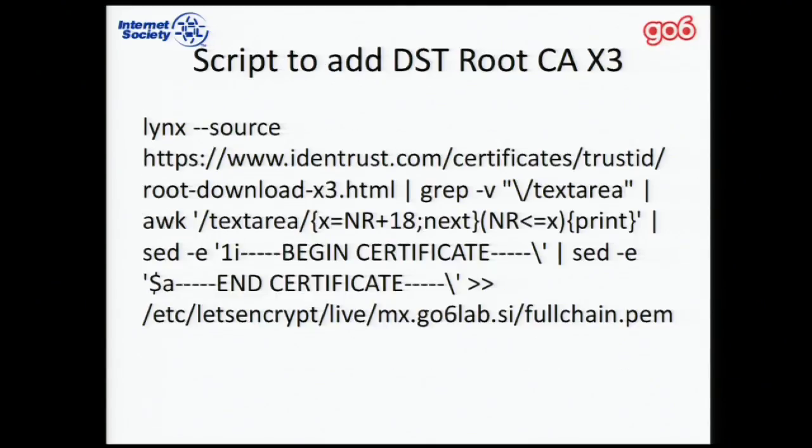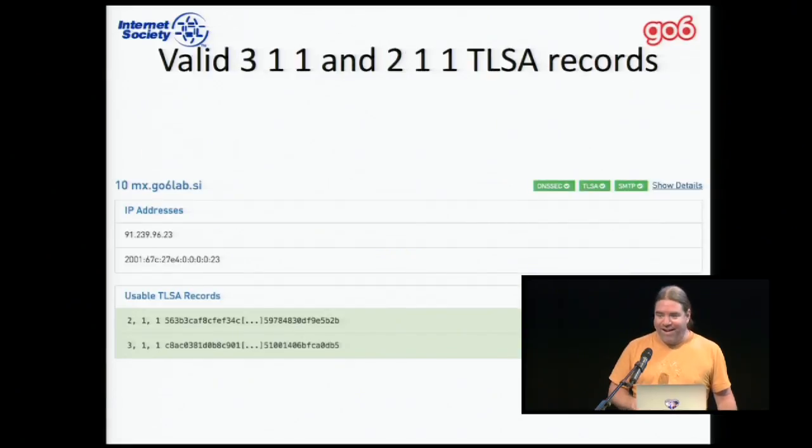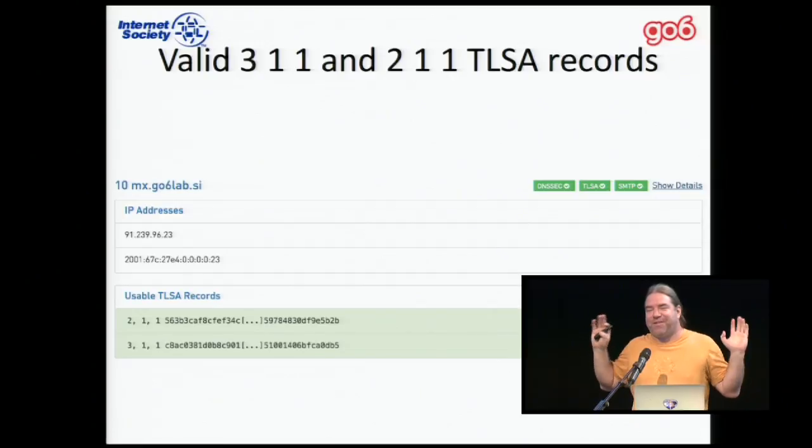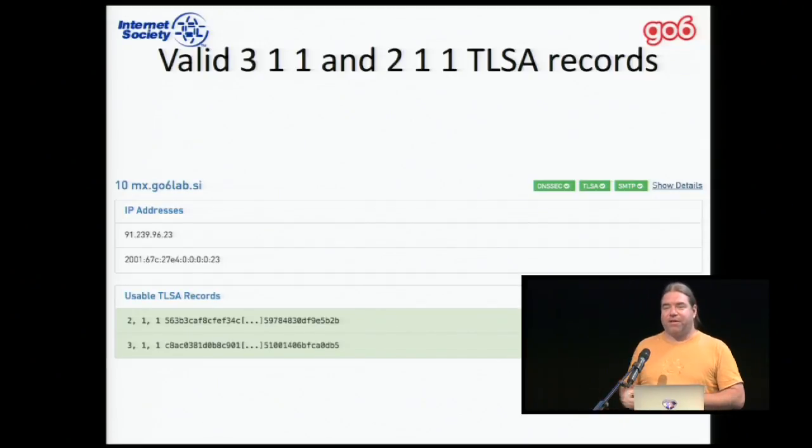So, I told you, I'm a bash scripter. This is how I fetch with links the DST root certificate and actually parse it and add it to the PEM file. Yeah, I'm sorry that I have to show you this horror. But that's the result. It works.